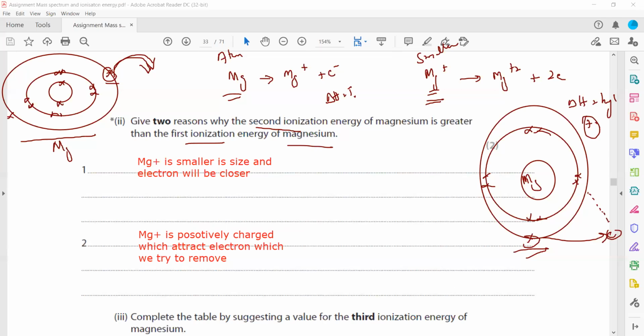Is it clear the reason? The electron is being removed from a positive ion, so it has a stronger attraction. Or you can also say, looking at the proton to electron ratio, there are 12 protons and 12 electrons in the atom, but in this case there are 12 protons and 11 electrons. That's why each electron will experience a greater attractive force. Is it clear the reason?